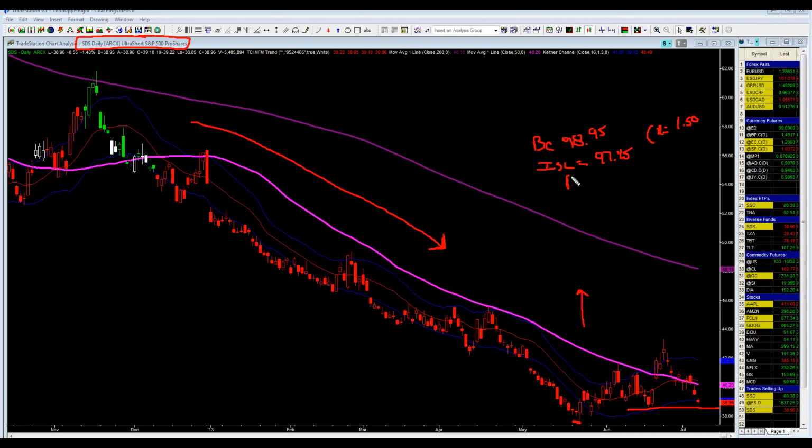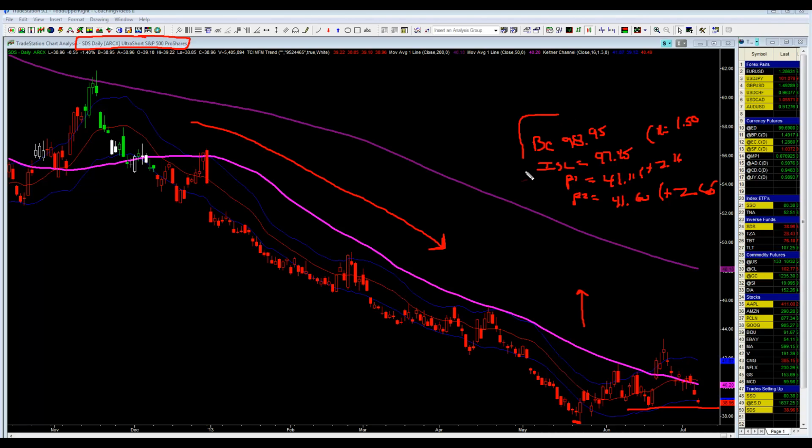First profit objective number 1, I'm looking at 41.11. So I'm looking to make on that first objective roughly $2.16. Second profit objective is roughly $41.60. What does that come to? About $2.65.